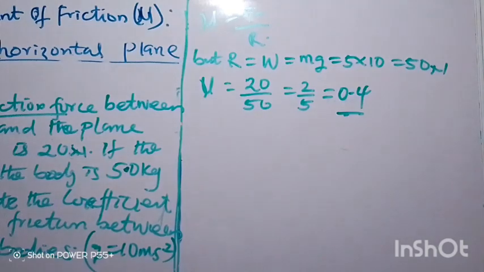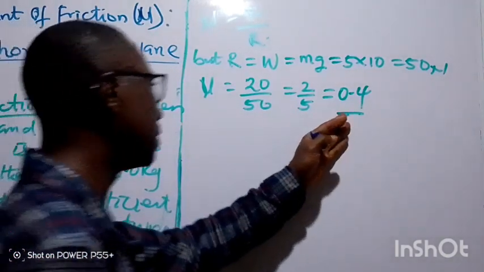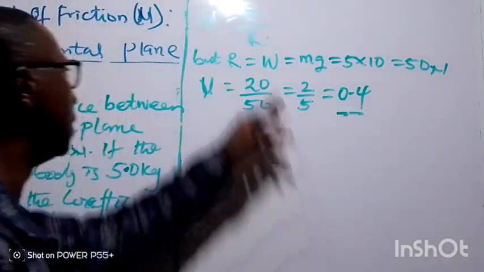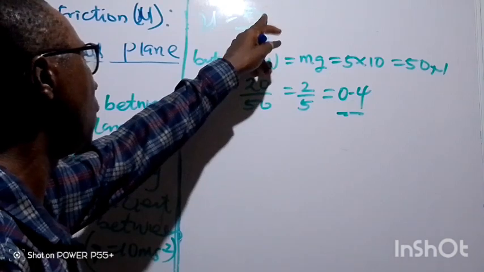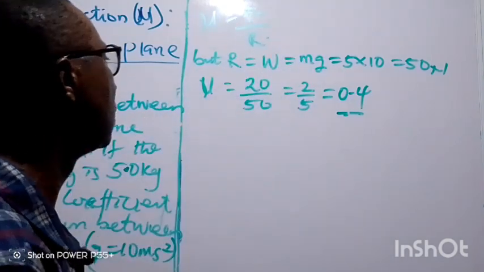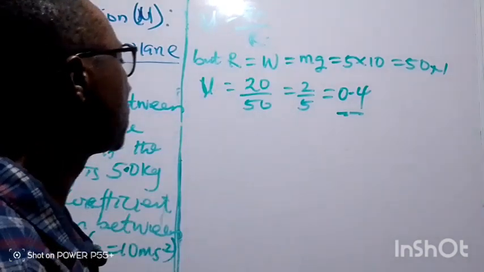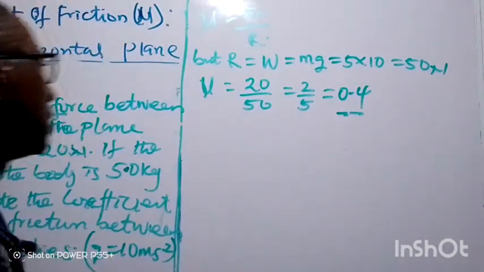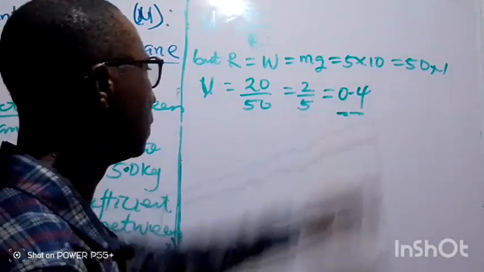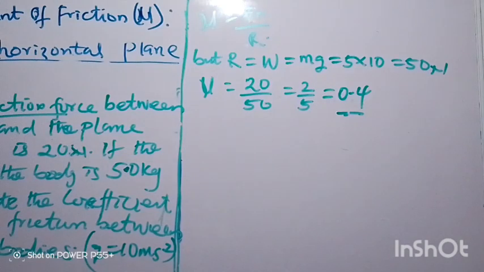And don't forget, in our last lesson, we said coefficient of friction, either static friction or kinetic friction, is a dimensionless quantity, that is, it has no unit. Since this one is force, if you take Newton as unit, normal reaction is force. So the Newton will go away, so we have 0.4 without unit.